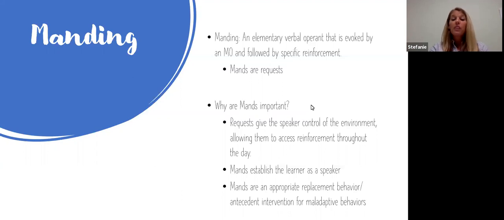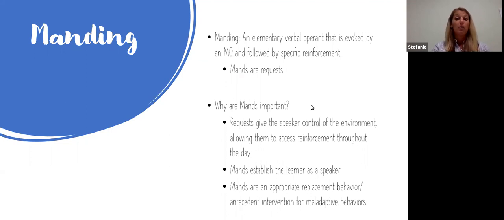Mands also establish the learner as a speaker. That's a really important part of the social component, that back and forth language. Being able to emit mands means that we're able to solicit help from an adult and say, cookie, like I want a cookie. So we're not just at the mercy of everybody else around us. That gives us the power as a speaker.